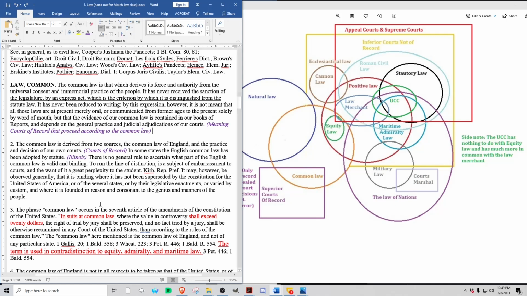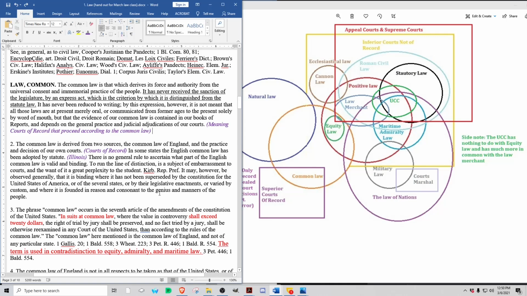But it may, however, be observed generally that it is binding where it has not been superseded by the Constitution for the United States of America, or of the several states, or by their legislative enactments, or varied by custom. So what does that mean? It means the common law is in full force and effect in every way that it was in England, unless it has been altered by these certain things. Okay, wonderful.